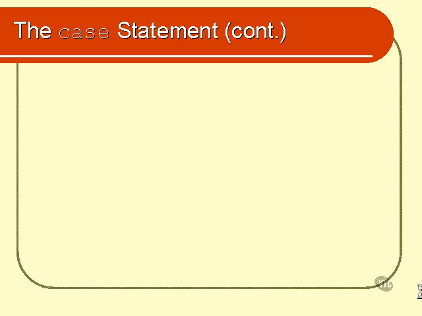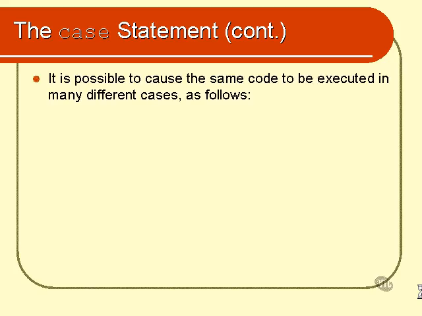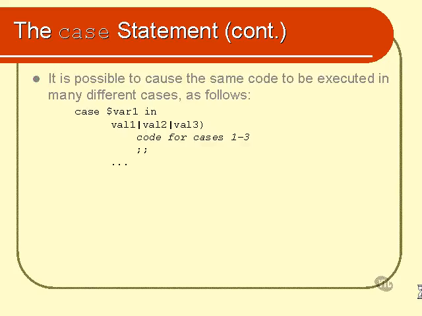So I'll now just quickly show you a couple of other simple options that can be used with the case statement that just make it that little bit more user-friendly and useful. The first one is that it's actually possible to specify that the same code be executed in several different cases. And you might do that like that. You use the vertical bar symbol or the pipe symbol. So here, where I've got code for cases 1 to 3, that code will get executed if var1 happens to be equal to val1, val2, or val3.